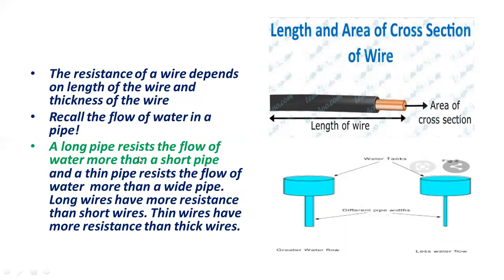One more thing is that if the pipe is too long, it will show more resistance as compared to a short pipe. So a long pipe resists the flow of water more than a short pipe, and a thin pipe resists the flow of water more than a wide pipe. So long wires have more resistance than short wires. Thin wires have more resistance than thick wires. Like the water pipe, electrical conductors or wires are affected by the same factors: the length of the wire and the thickness of the wire.